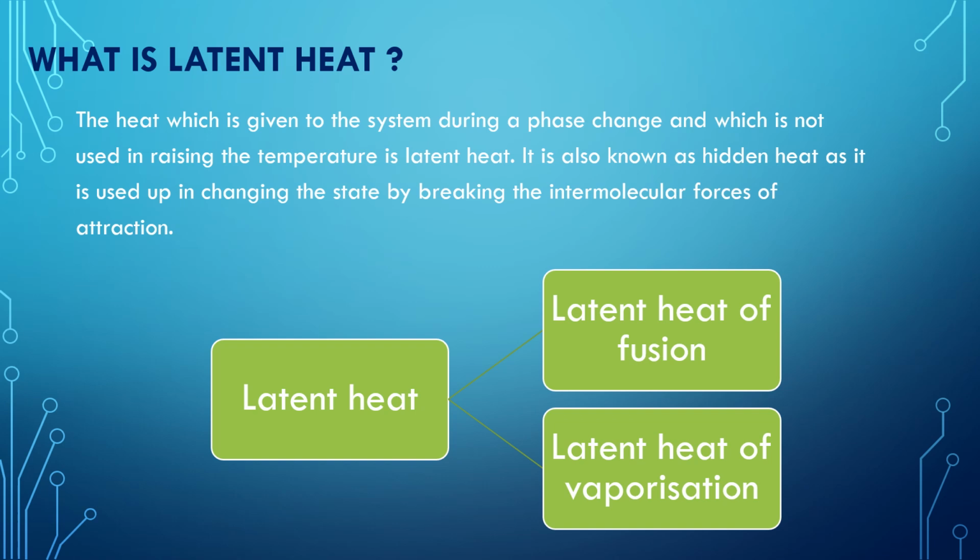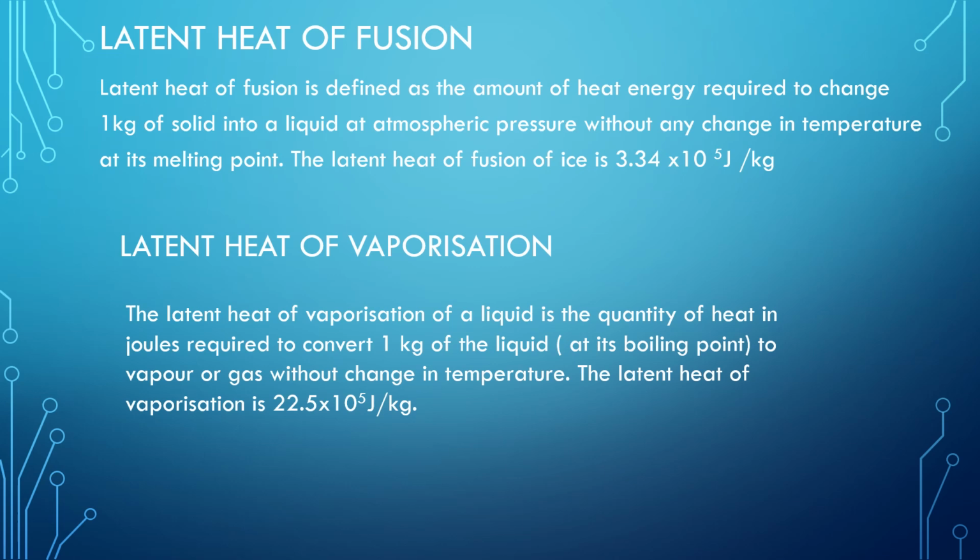Now there are two types of latent heat: latent heat of fusion and latent heat of vaporization. Now, latent heat of fusion. Latent means hidden. Fusion means melting. So in other words, this means hidden heat of melting. It's defined as the amount of heat energy required to change 1 kg of a solid into liquid at atmospheric pressure without any change in temperature at its melting point. One example is the latent heat of fusion of ice, which is 3.34 × 10^5 joules per kg. Joules is basically a unit of energy.